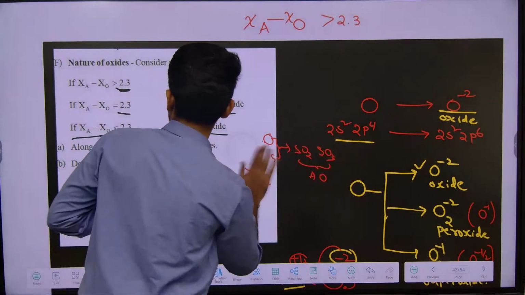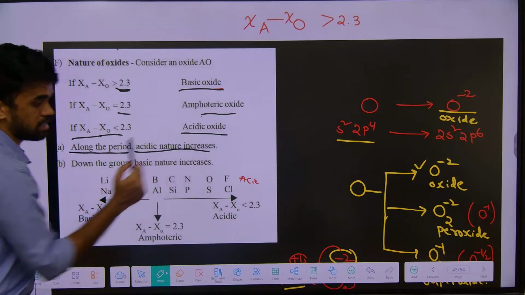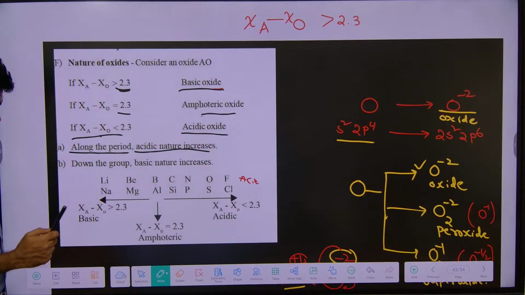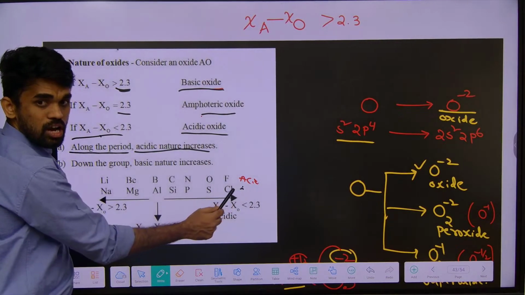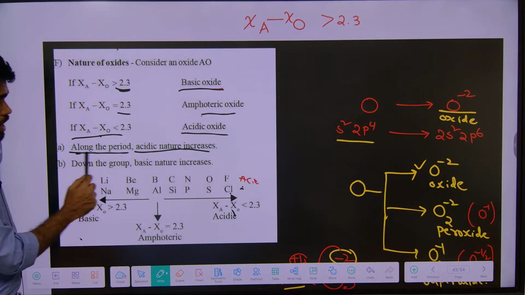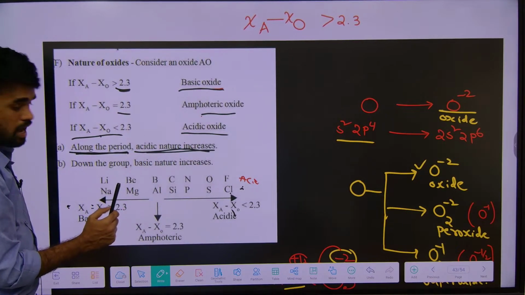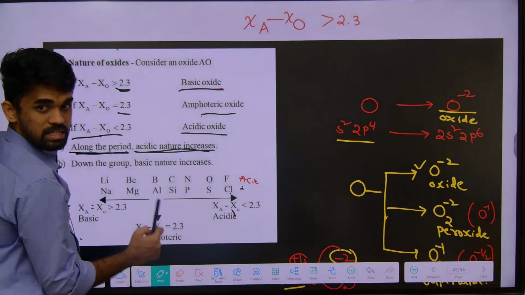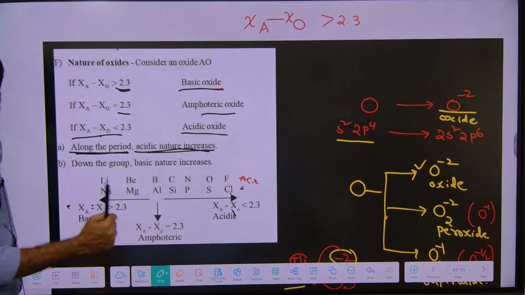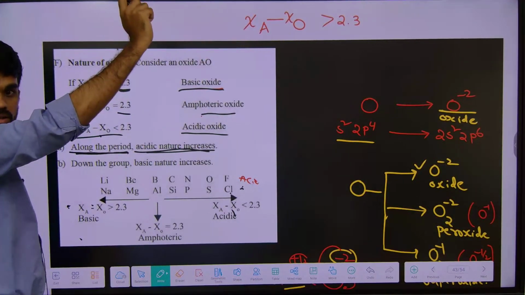Yes. So next, you can observe two more statements. Along the period, left to right, acidic nature increases. Will you agree with this statement? Why? Because on the left side we have metals and on the right side non-metals. Non-metals form acidic oxides, metals form basic oxides. So along the period, left to right, acidic nature increases. The oxide that is on the rightmost side will be more acidic.